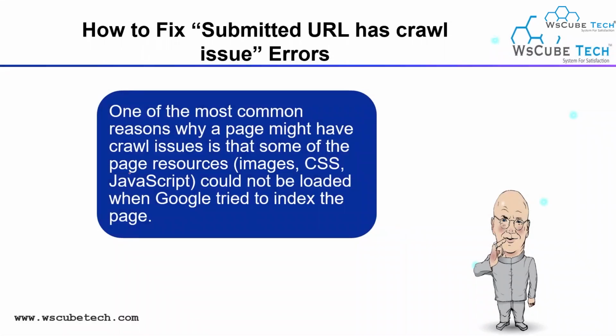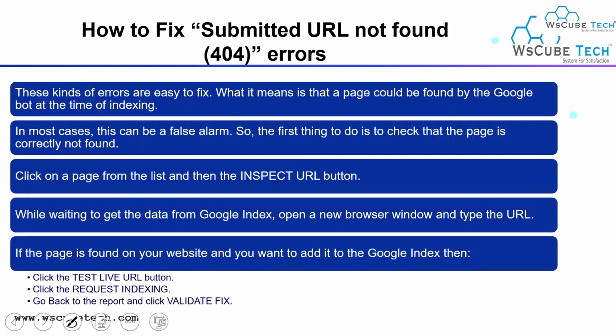If your URL has a crawl issue, one of the most common reasons why a page might have a crawl issue is that some of the page resources, that is your image, your CSS, JavaScript, could not be loaded when Google tried to index the page. That can be one of the reasons. So for this, what you have to do: how to fix submitted URL not found 404. These kinds of errors are easy to fix.